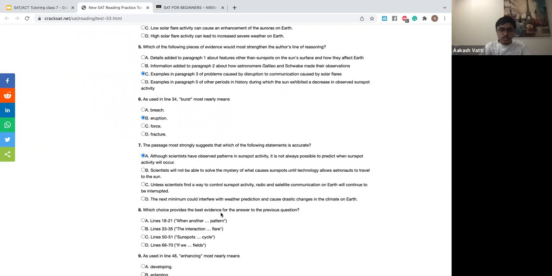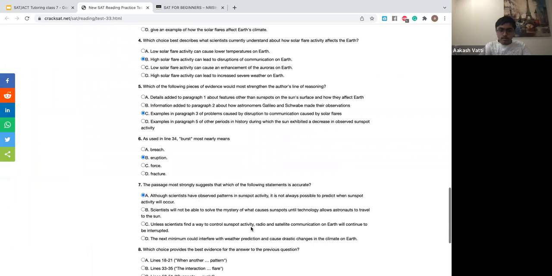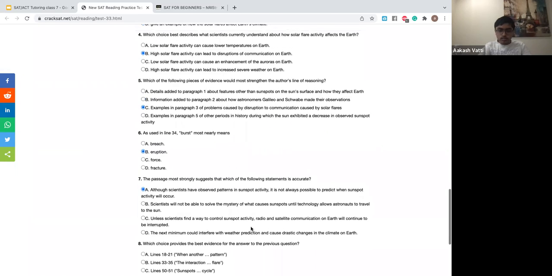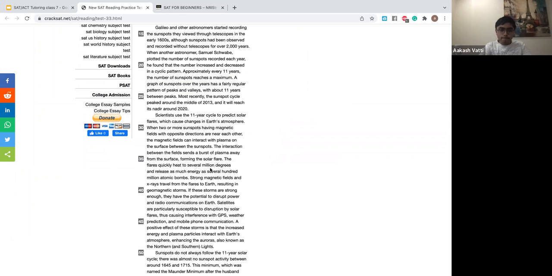B, the interaction with the flare, 33 to 35. 33 to 35 is right here. This just says how flares are formed. All right, how flares are formed. That is not what we wanted either.